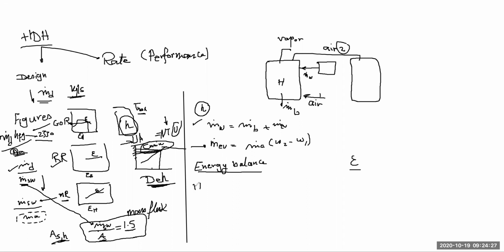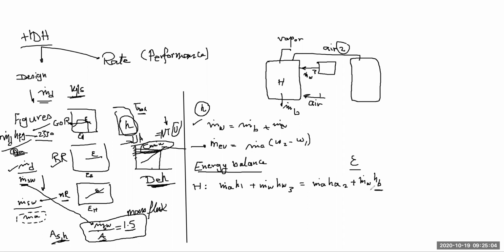Energy balance, if I'm talking about a humidifier, then let's look at the components. We have air coming in, so m dot air into H1. We have water coming in, m dot water, H water. Let's call this 3. This is the energy in. The energy out is going to be m dot air, H air 2, and m dot water, H brine.